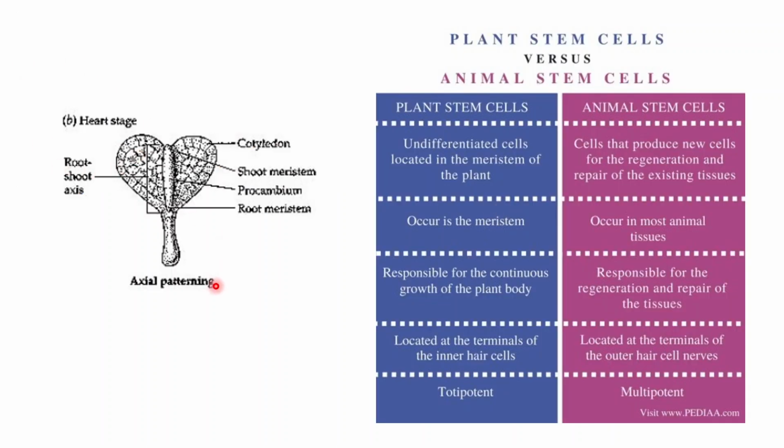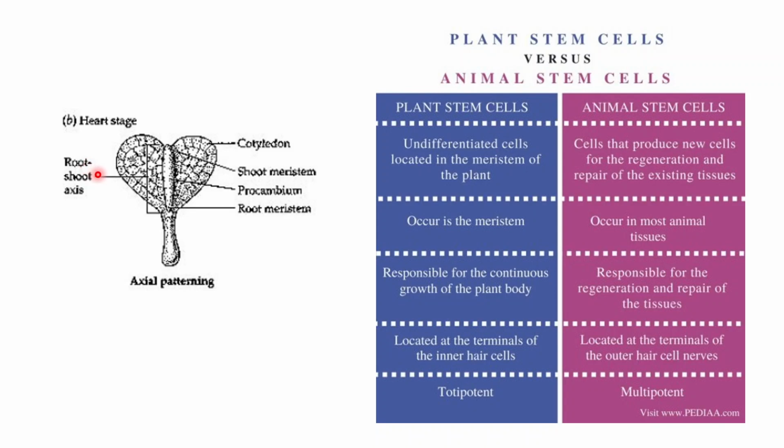Now if you look at the heart stage embryo of the plants, we can appreciate that this outer layer is the covering of the cotyledon. We have the shoot meristem at the tip forming the apical side, and the root meristem forming the basal side. So here we can distinguish between shoot and root meristem, and we have the procambium, which will further lead to lateral meristems, or the increase in the girth of the plant.